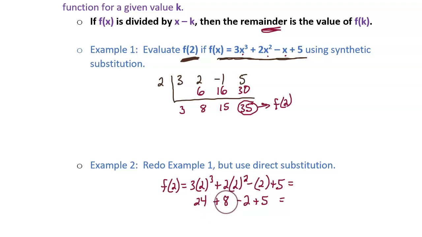24 plus 8 is 32. 32 minus 2 is 30, and 30 plus 5 is 35. We got the same answer using synthetic division as we did using the direct substitution that we know so much from Algebra 1.